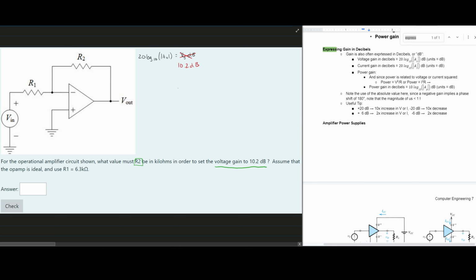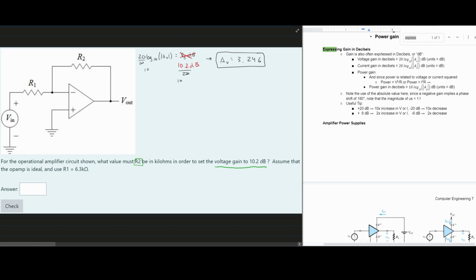We substitute 10.2 dB, and we've gone over previously how we get our AV. We divide both sides by 20 and raise 10 to both sides because of the log base power rule. So we put 10 raised to 10.2 divided by 20 in our calculator, and we get approximately 3.246. So our AV is equal to 3.246. With that as our AV, we are going to look for our R2.